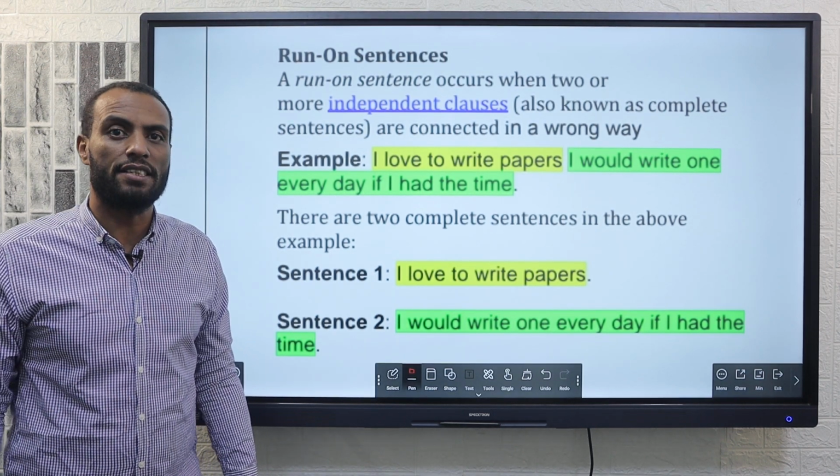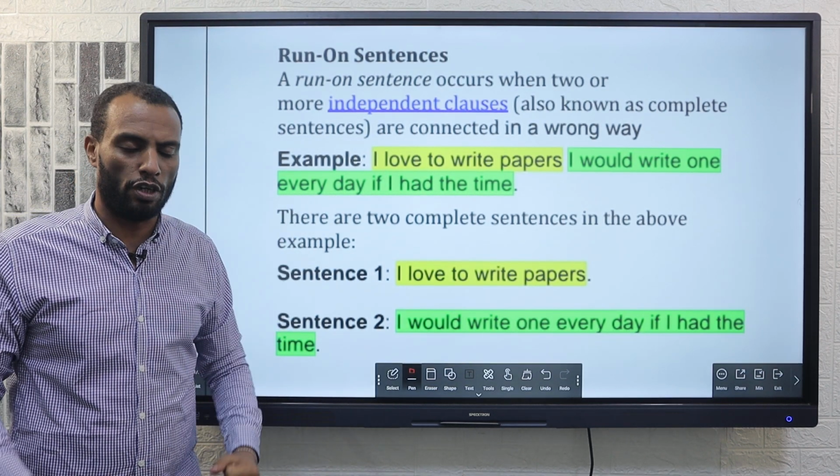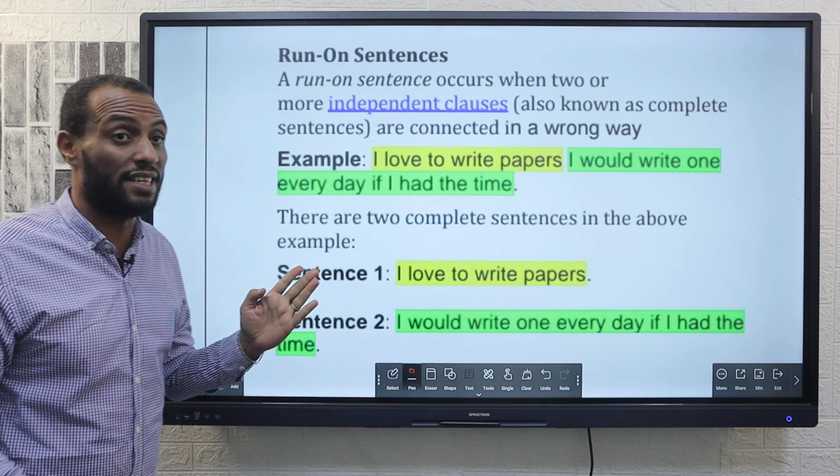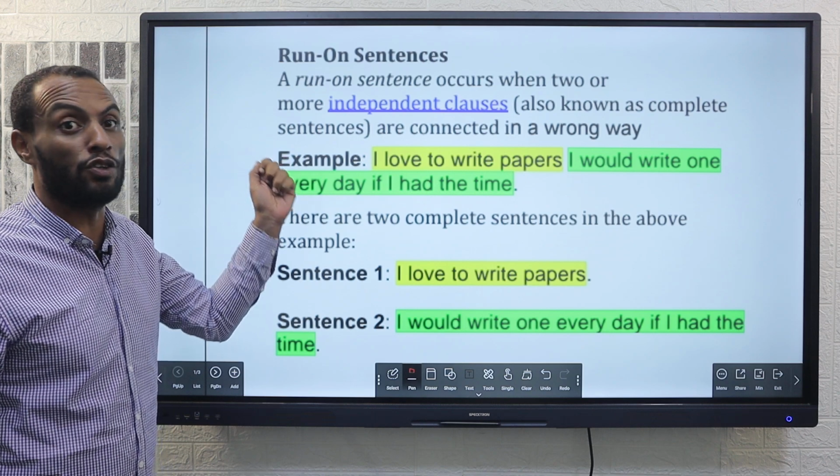If you're an EST student, this lesson is going to help you so much. Let's start now with Omar al-Mukhtar, and today's lesson is related to the run-on sentence.